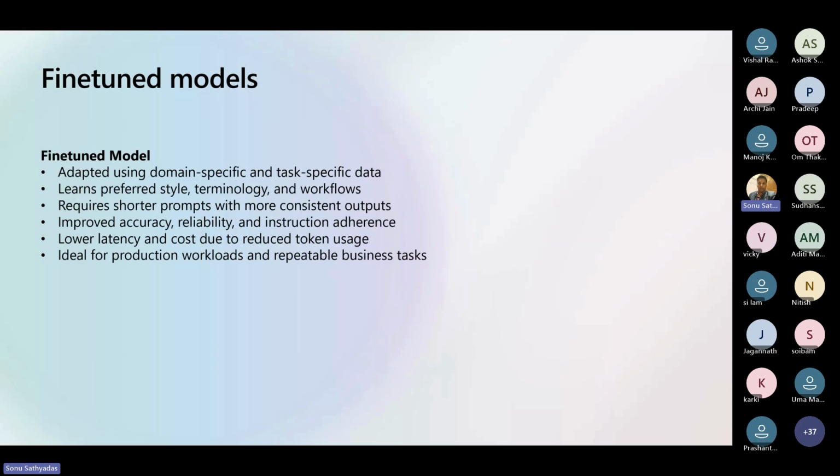Improve accuracy, reliability, and instruction adherence. Lower latency and cost due to the reduced token usage. As I mentioned, since the fine-tuned models are specifically trained on the domain-specific data, we don't need to provide additional information in every request. So the token usage is less. So obviously it reduces the latency and reduces the cost. This is ideal for production workloads and repeatable business tasks. So very good in some domain-specific use cases.